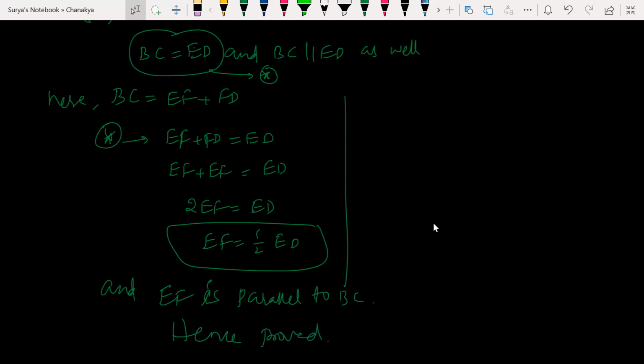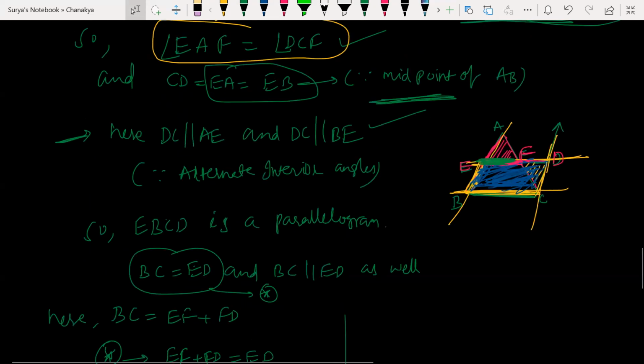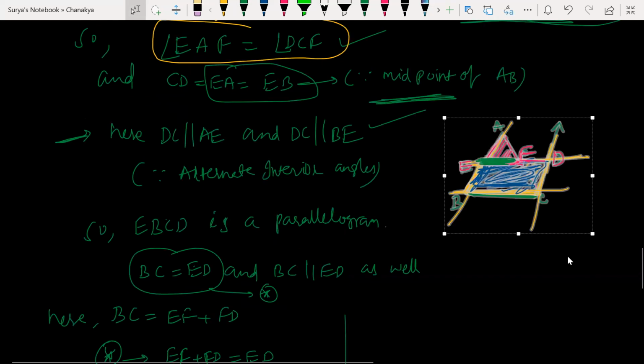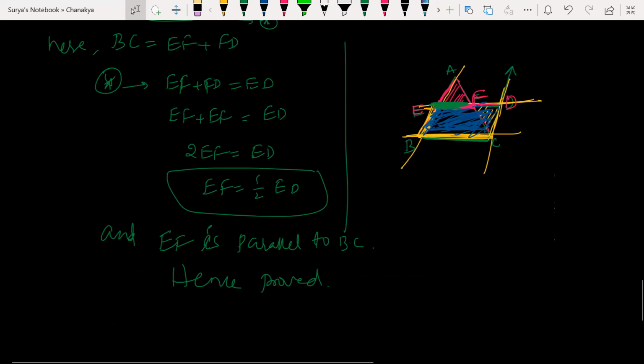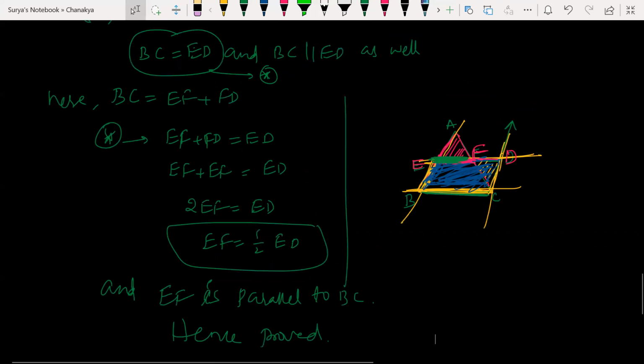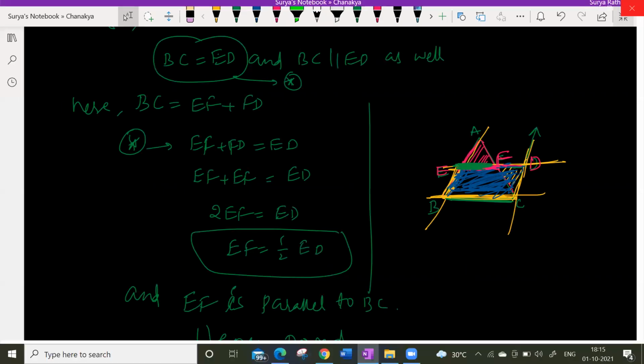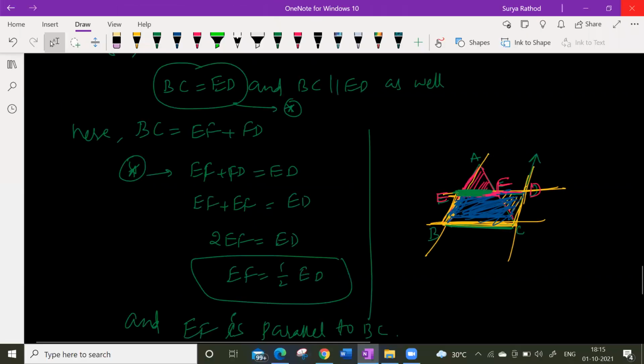Sir, can you please show the diagram once again? Yeah. Make it fast. Yes, I understand now. So this is the theorem, guys. With this, we are done with our theoretical part.